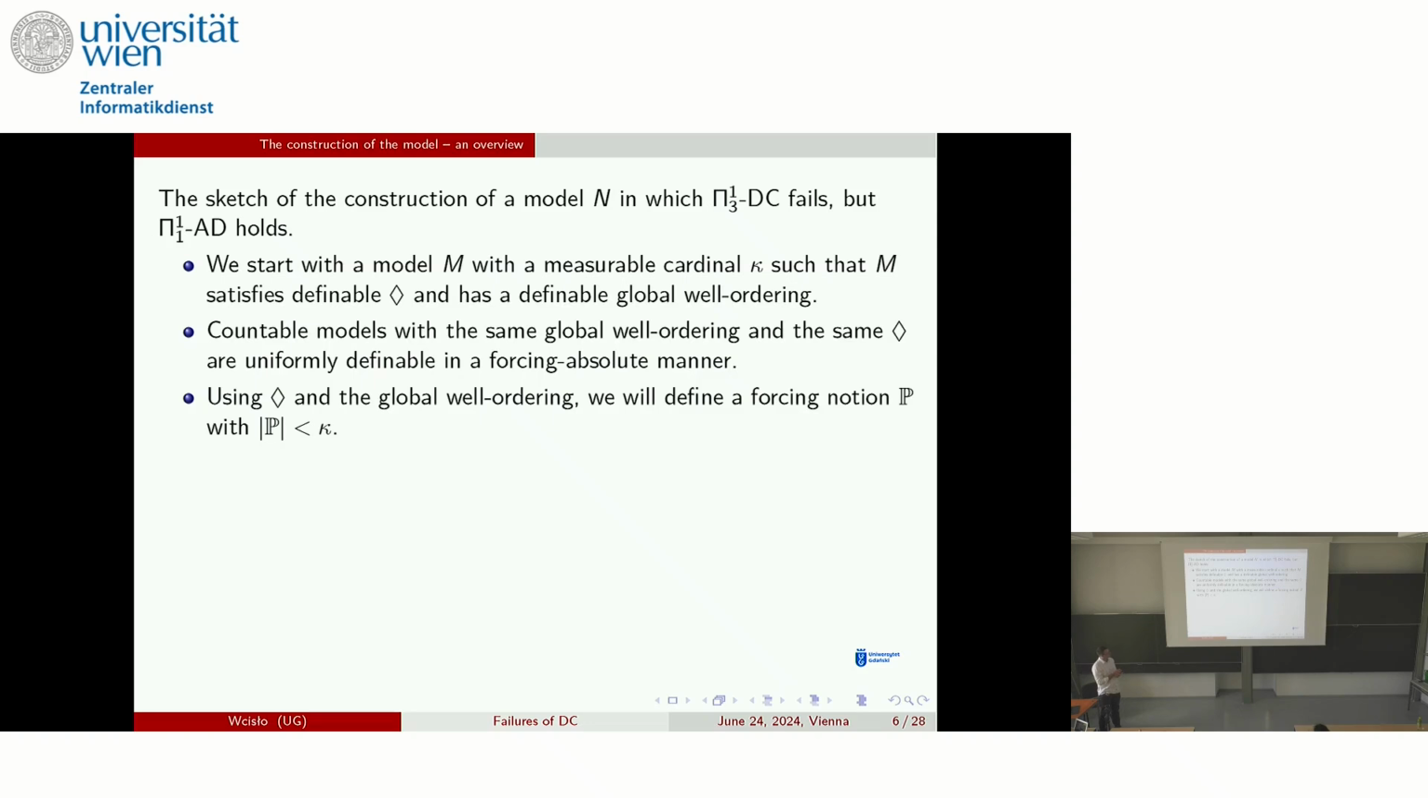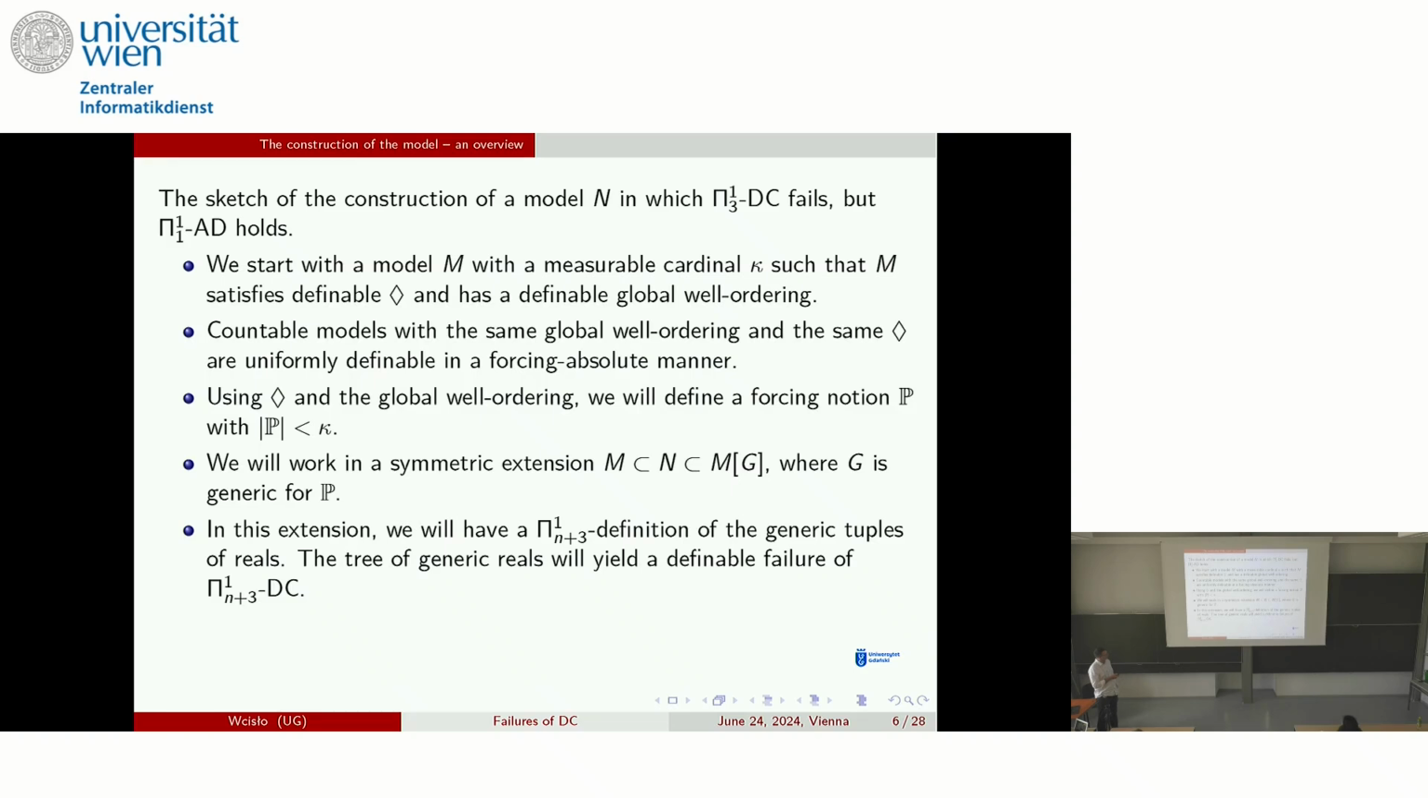Using this and following techniques by Friedman, Gitman, Kanovei, who actually followed techniques by Uri Abraham, who followed techniques by Jensen, we define a forcing, which is small, and that produces a symmetric extension of M, where you have a pi1 free definition of the generic tuple of reals in a precise sense I will define, and the tree of all generic reals for the forcing will yield the definable failure of pi1 free.